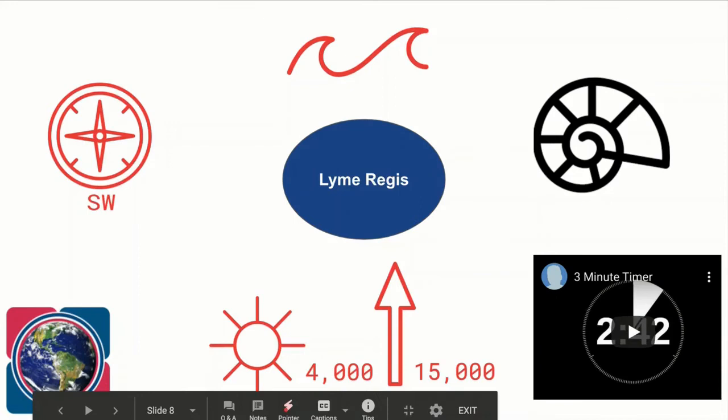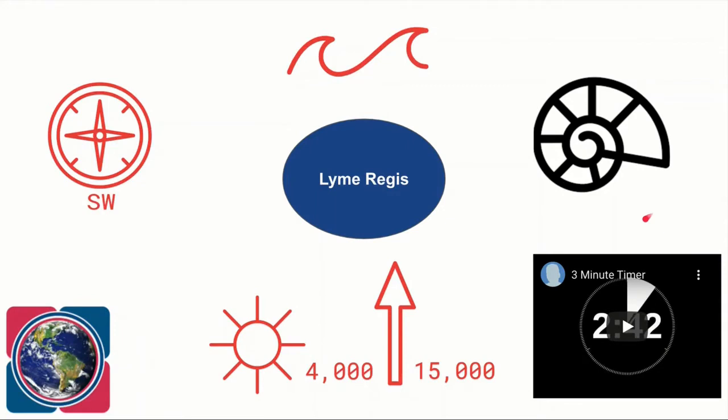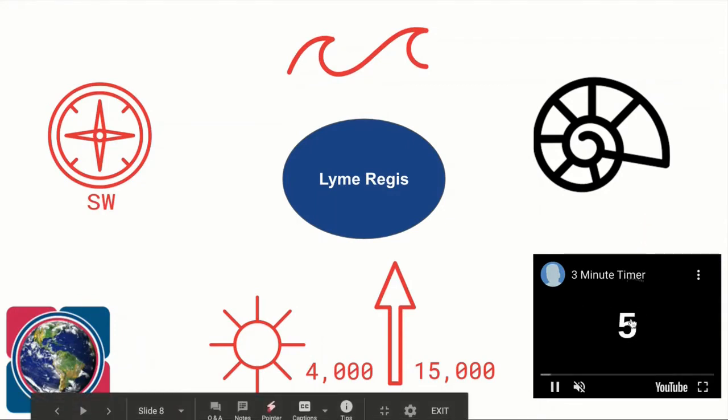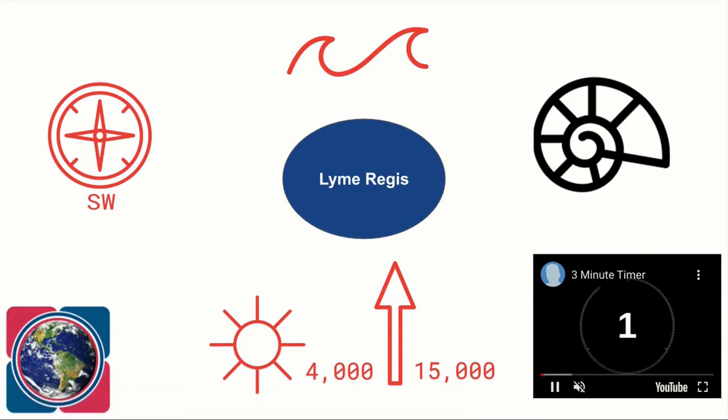So what I can do is use all of these symbols to explain what Lyme Regis is like. I'm going to pop a 3-minute timer on this. What I want you to do is pop a subtitle which says Lyme Regis, and use the symbols on the screen to give some bullet point information to introduce what Lyme Regis is like as a place. 3 minutes, off you go.